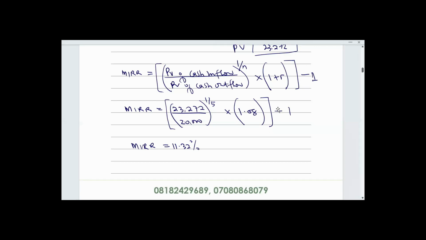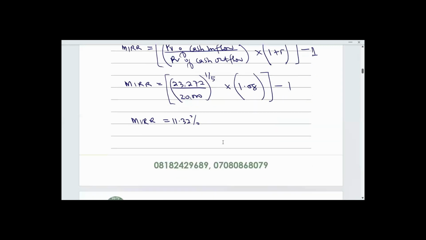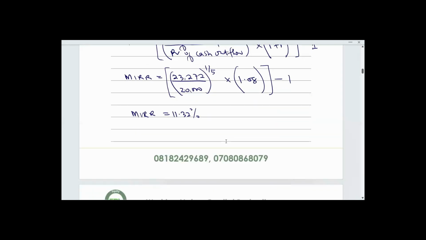So that's the answer. I've demonstrated the two methods for you. Do it again, it should be 11.32. The examiner is asking in the question that you should calculate the modified internal rate of return. That's the answer.